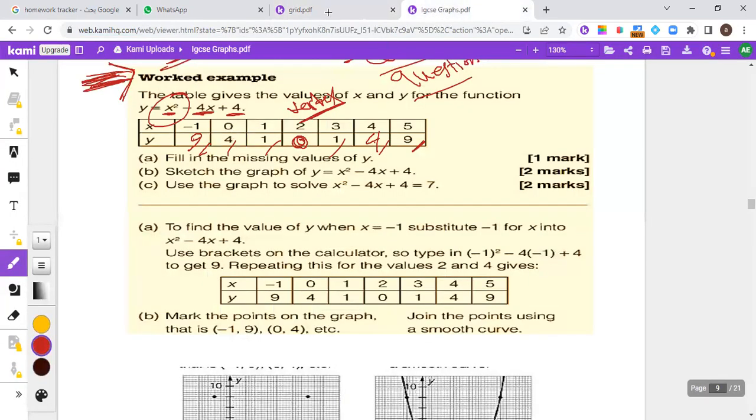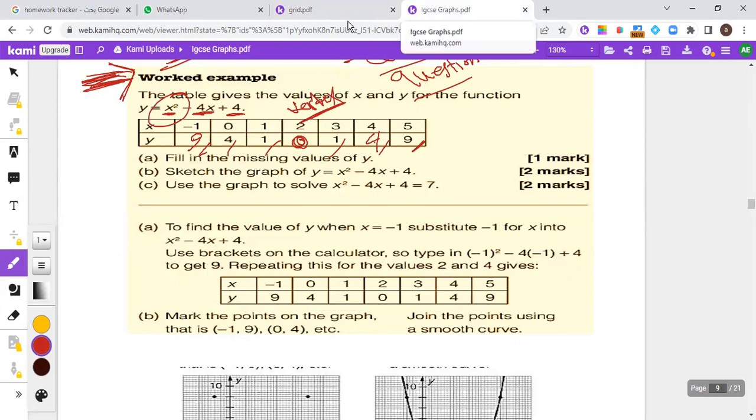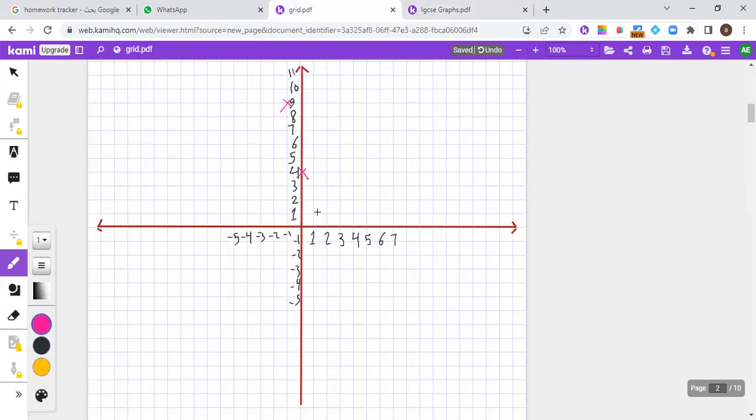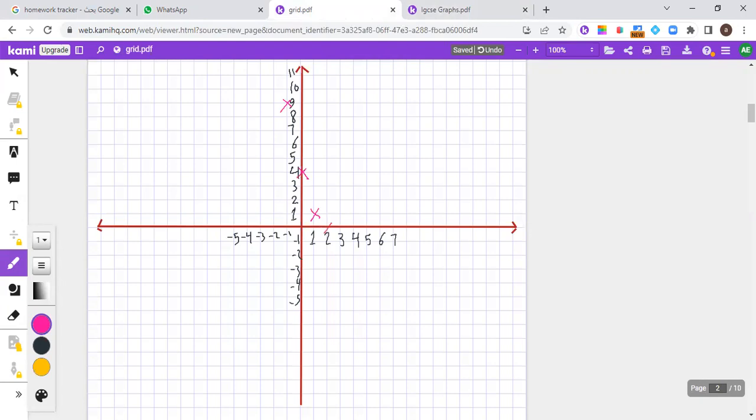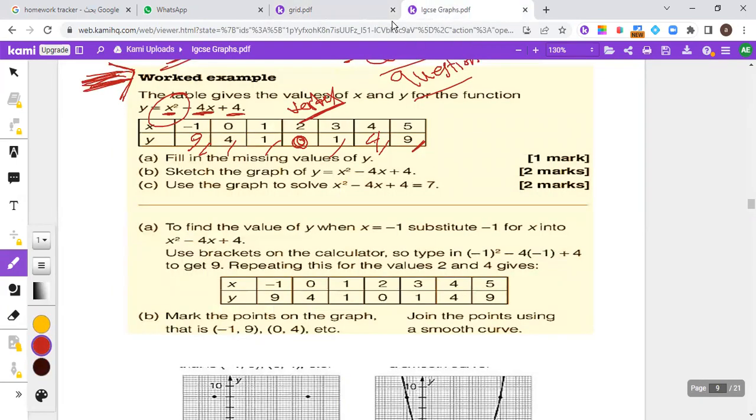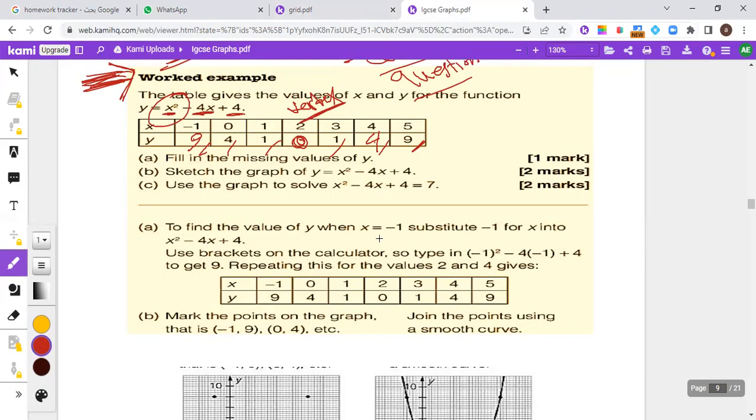Then 0, 4. 1, 1. 2, 0. 3, 1. 4, 4. 5, 9.